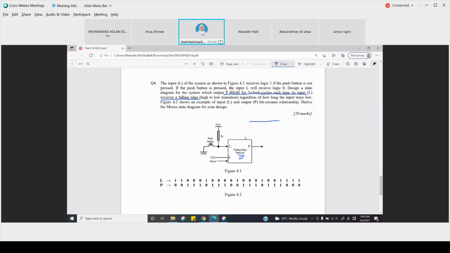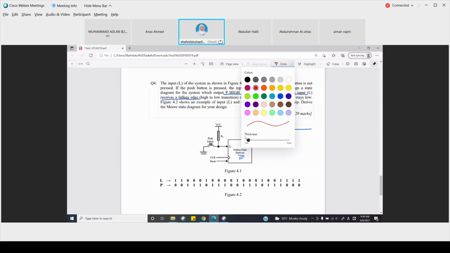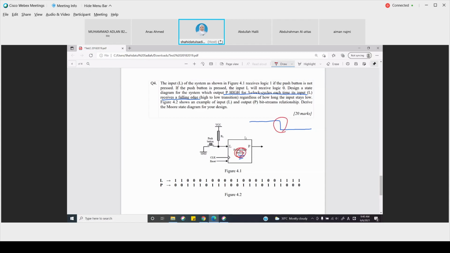And then when the button is pressed, L will be 0. L will receive 0. So when the detector detects this falling edge, it will start outputting 1. P will be 1 here when it detects the falling edge, regardless of how long the input stays low. P will be 1 for 3 clock cycles.